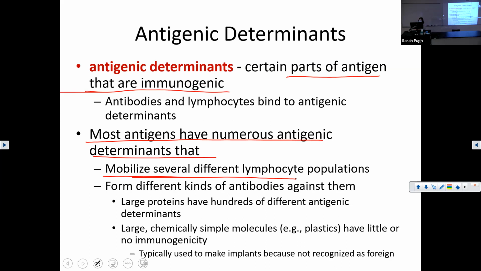Big proteins have hundreds of antigenic determinants. So you might have multiple B cells pumping out different kinds of antibodies and multiple T cells trying to fight it off. Tiny, chemically simple molecules, even large chemically simple molecules, plastics, surgical steel, these don't have any immunogenicity. So this is why a lot of times they'll use these to make implants, because your body's not going to recognize these as foreign. You're not going to try to fight these off.